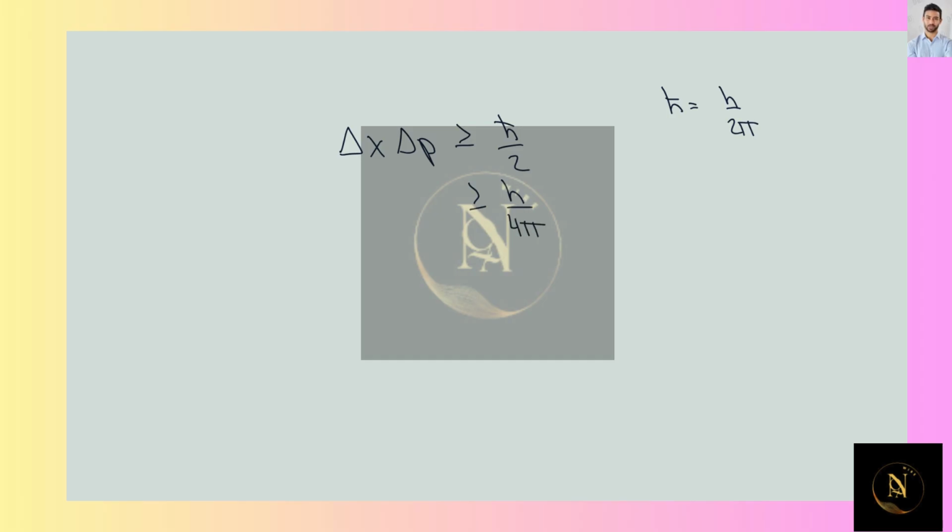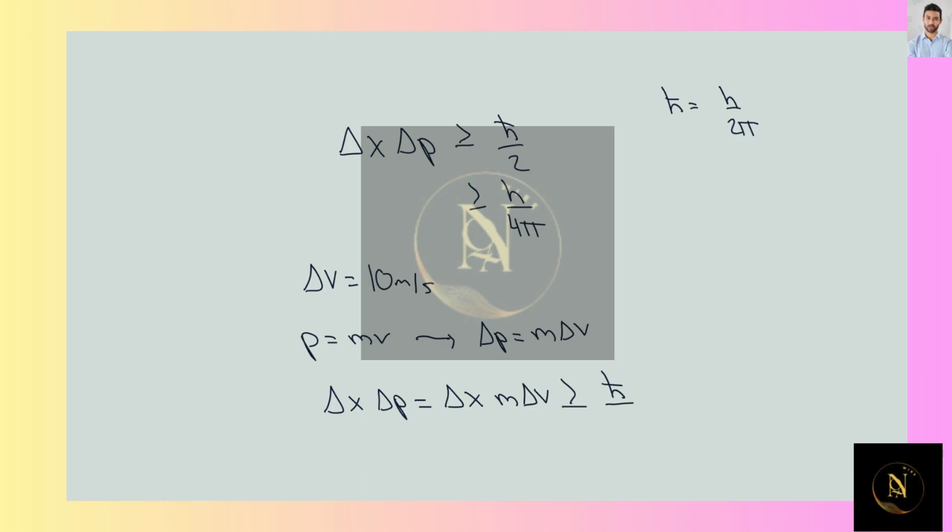Okay? So first of all, we know that the uncertainty of velocity is equal to 10 meters per second. So, in order to know the uncertainty of momentum, remember that momentum is mass times velocity. If the mass is going to be constant, as is the case here, the uncertainty of momentum is nothing but the mass times the uncertainty of velocity. So, delta x times delta p will be equal to uncertainty on x times mass times uncertainty on velocity. And this needs to be larger or equal than h bar divided by 2.